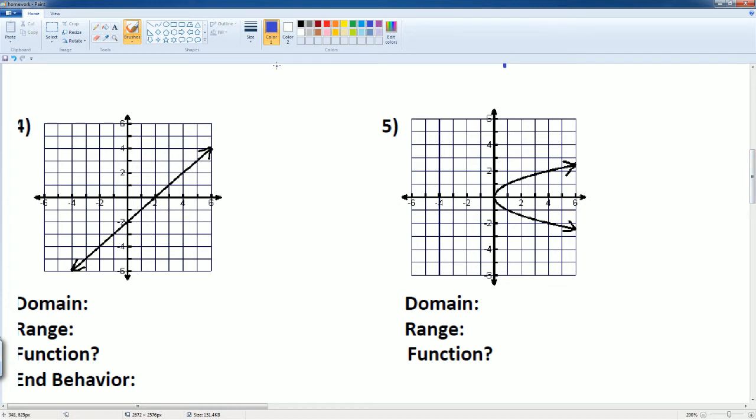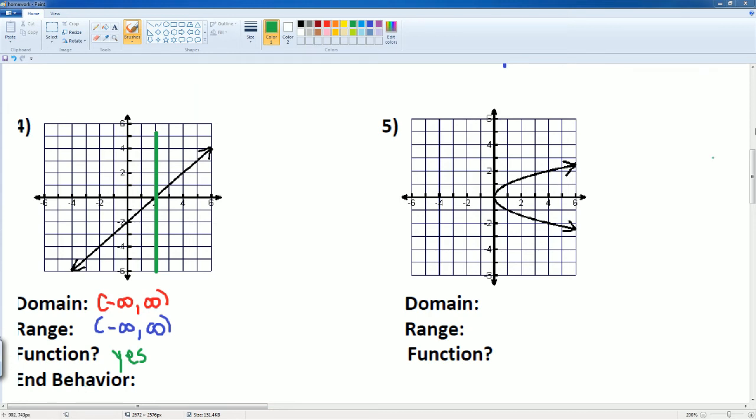Let's take a look here at number 4, because it also gives us the end behavior. Let me do the domain, range, and function part really quick for you. The domain here is -infinity all the way to positive infinity. Let's look at the range. Here it also goes from -infinity all the way to positive infinity. Then the function: it is a function because it only passes through one point.